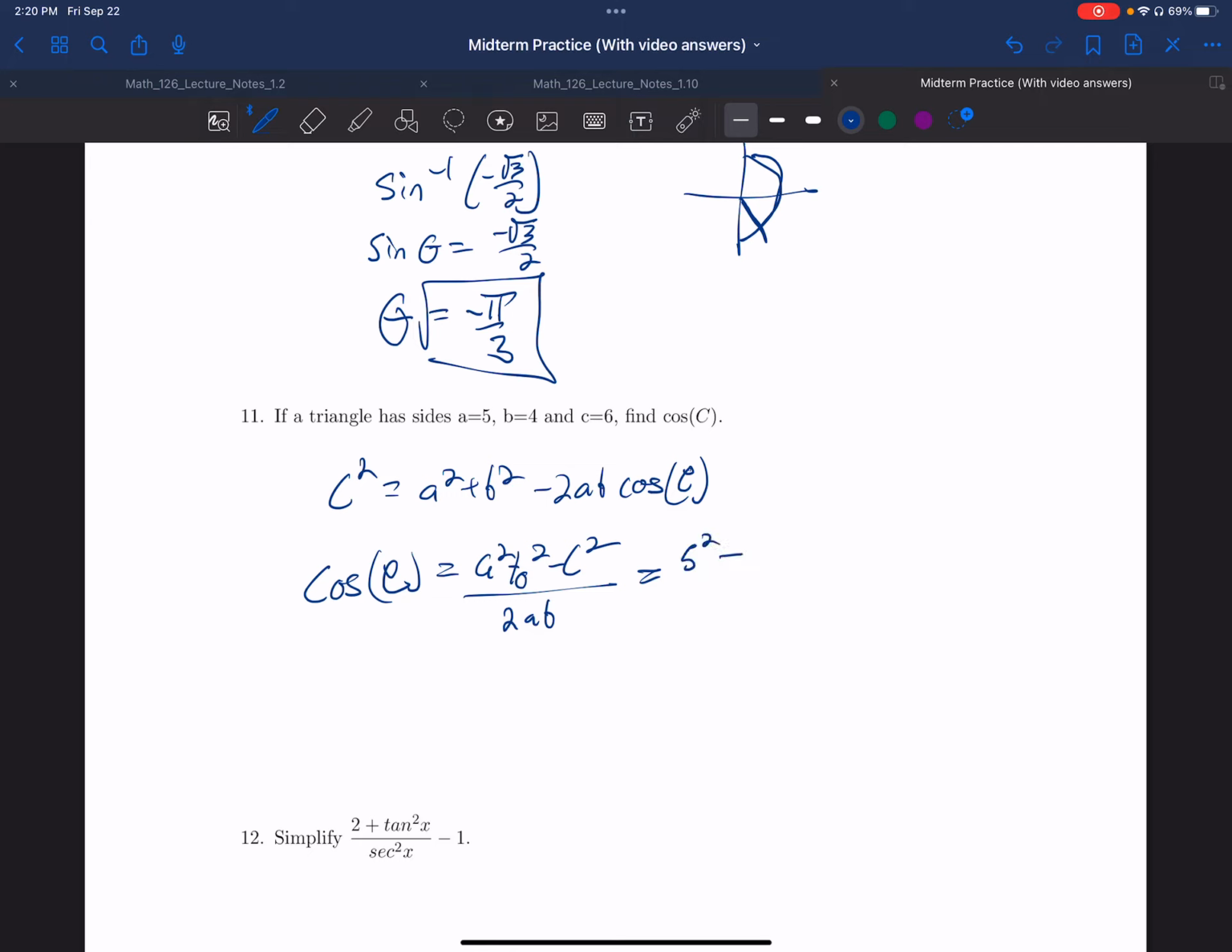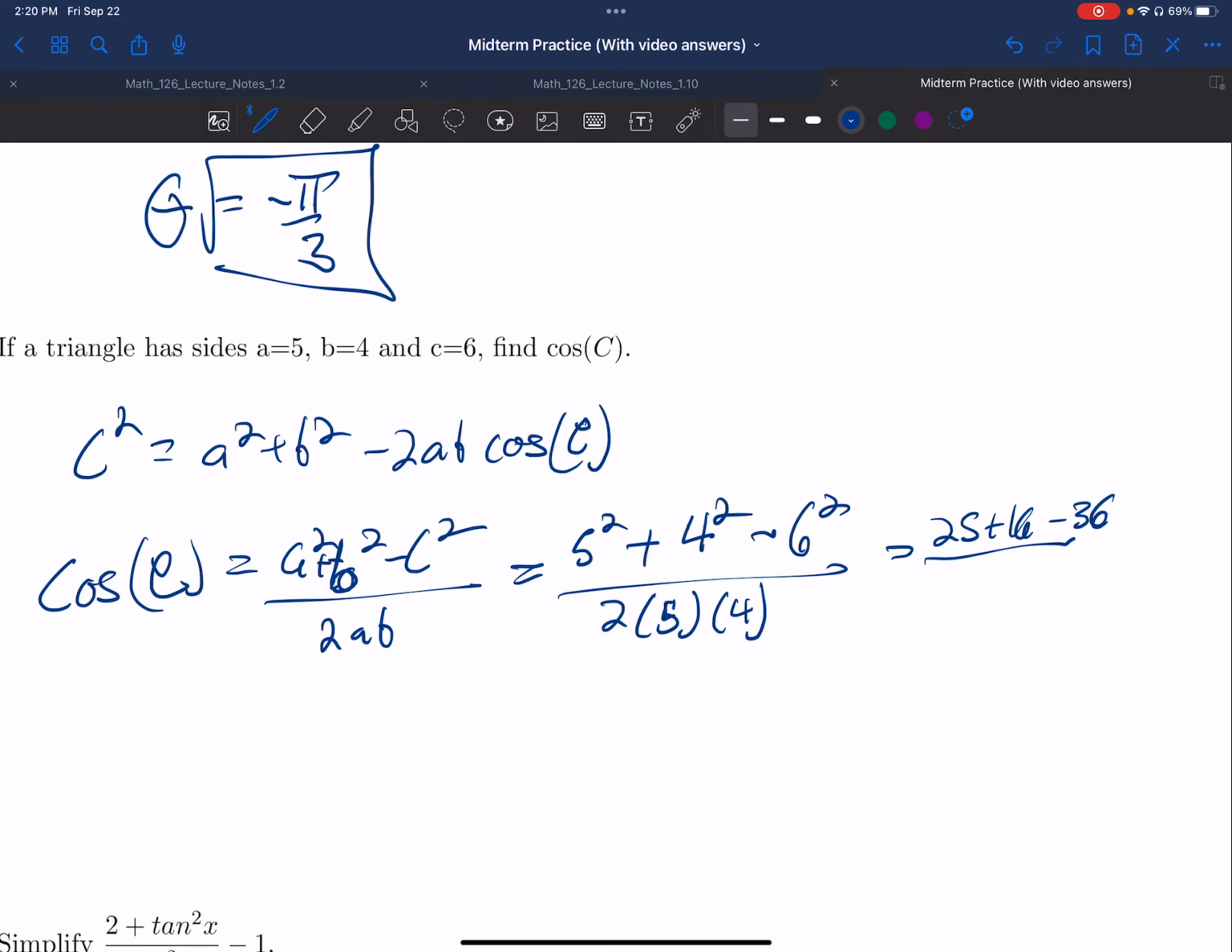Here we can just plug in those values. A squared is 5 squared. B squared, it's a funny looking B, B squared is 4 squared, minus C squared, which is 6 squared, all over 2 times 5 times 4. And if I do that, this gives me 25 plus 16 minus 36 divided by 40.